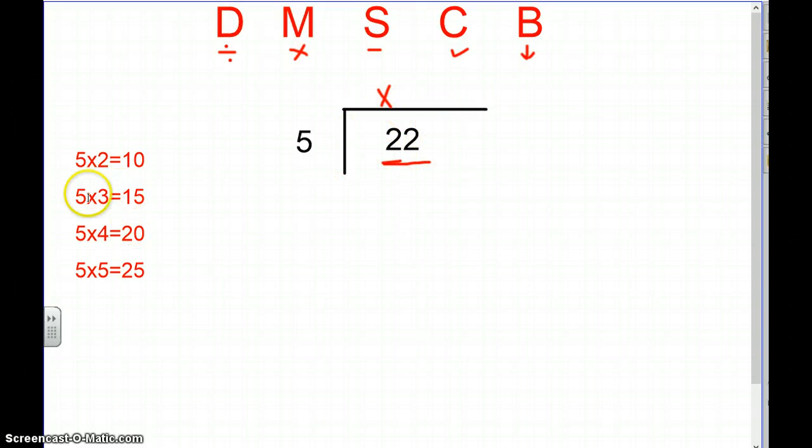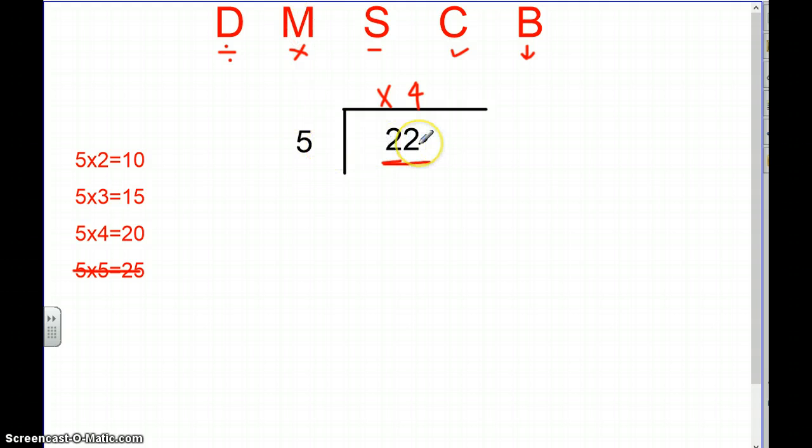All right, well, 5 times 3, 15. Close, but a little low. 5 times 4 is 20. Ooh, okay, so 5 can go into 22 at least 4 times. 5 times 5 is 25. That's too large. That's too big. Okay, so I know that 5 can go into 22 4 times. So I've done step 1. I've divided. Now I multiply.